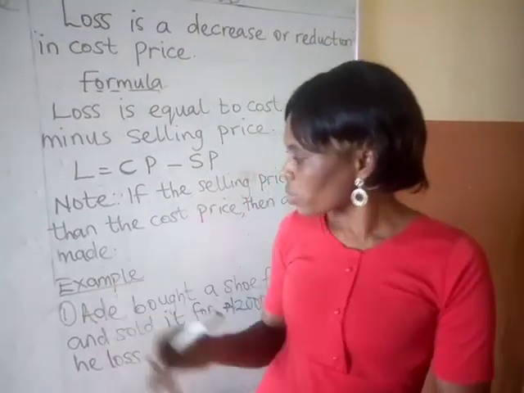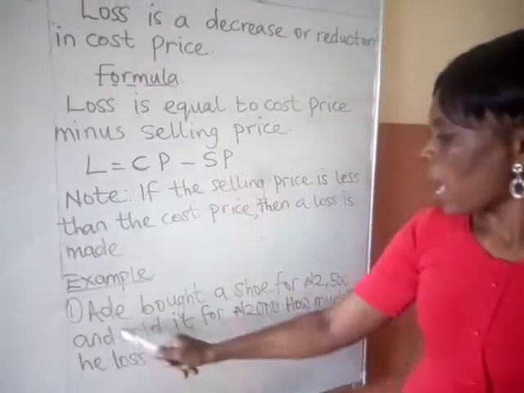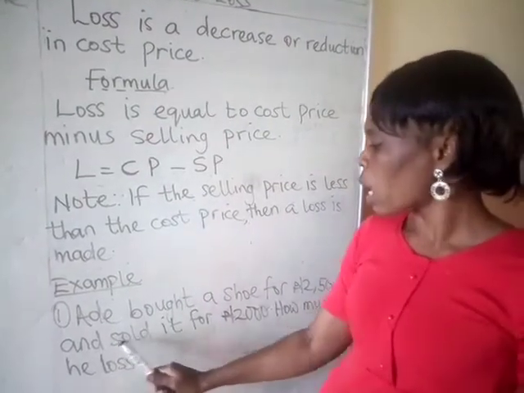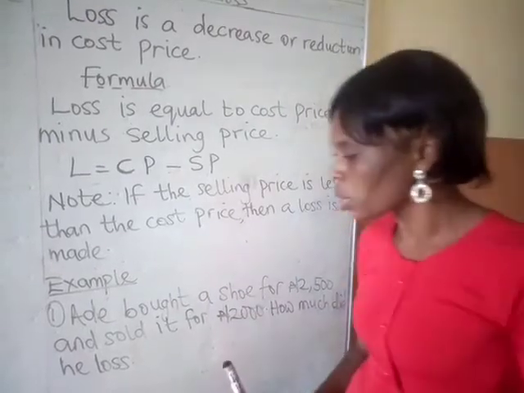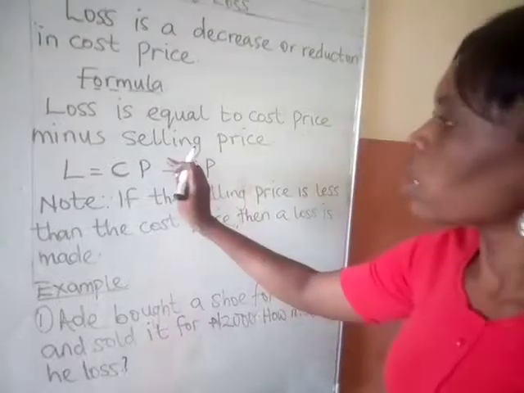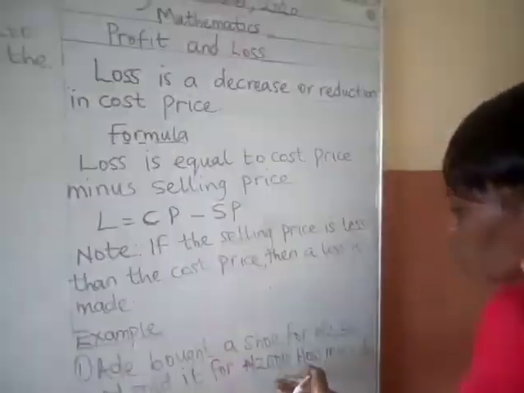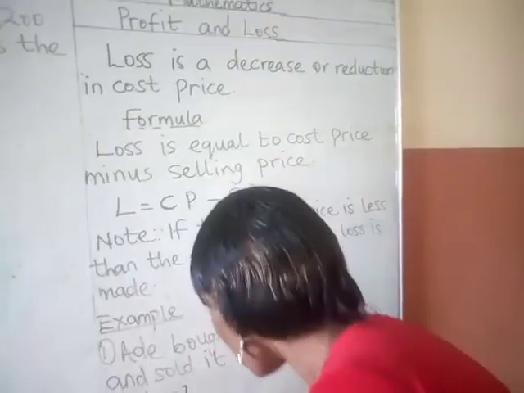Okay, now we have some examples on the board to solve. Number one question says, Ade bought a shoe for 2,500 naira and sold it for 2,000 naira. How much did he lose? Now let's look at the work. To calculate for loss, we need our cost price minus selling price. How much did Ade buy the shoe? He bought the shoe for how much?